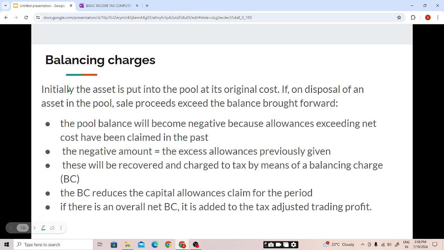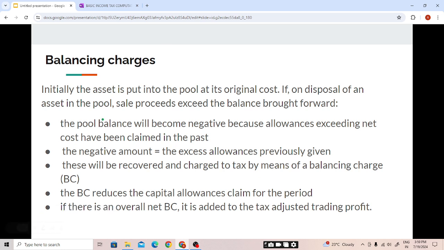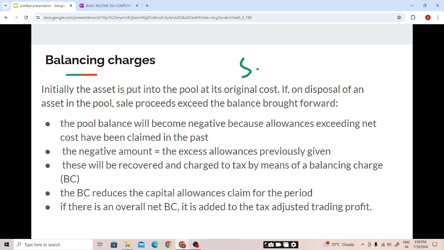Now moving to the balancing charge and cessation of trade. Students, first we have seen the AIA, then we covered FIA, then we covered WDA. These are the types of allowances, and we have seen for which asset each will be available. AIA will be available for all, WDA will be available to the main pool, special pool and other pools also. Then we have studied the short or long period.